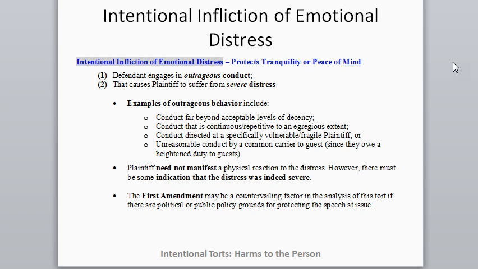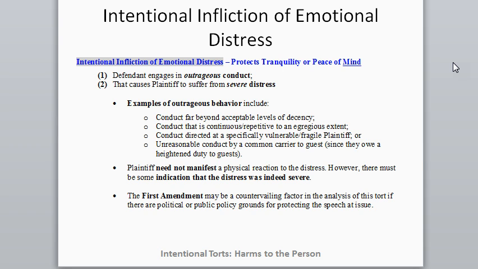This protects tranquility or peace of mind, similar to assault, but in a different way. Assault protects you from the fear that you're going to be the victim of a battery. Intentional infliction of emotional distress protects you from being the victim of some sort of outrageous conduct that causes you distress. So the defendant has to do something outrageous, and the result of that outrageous conduct is a plaintiff who suffers from severe distress. Examples of outrageous behavior: anything that's beyond normal levels of decency.